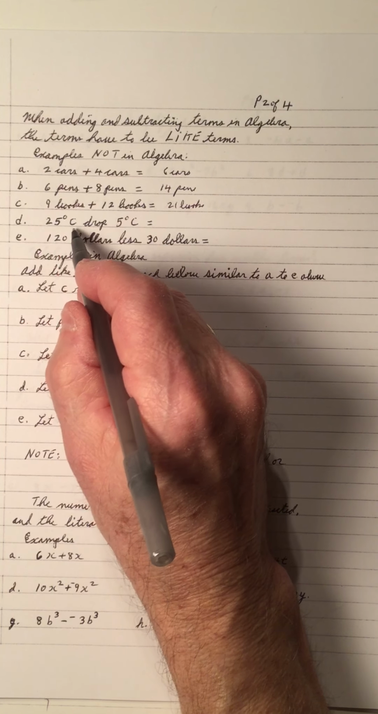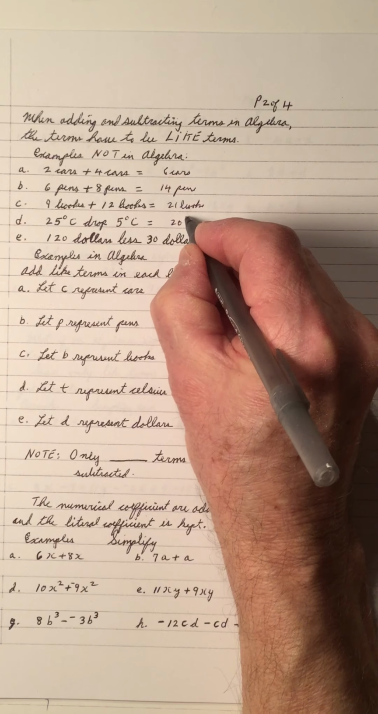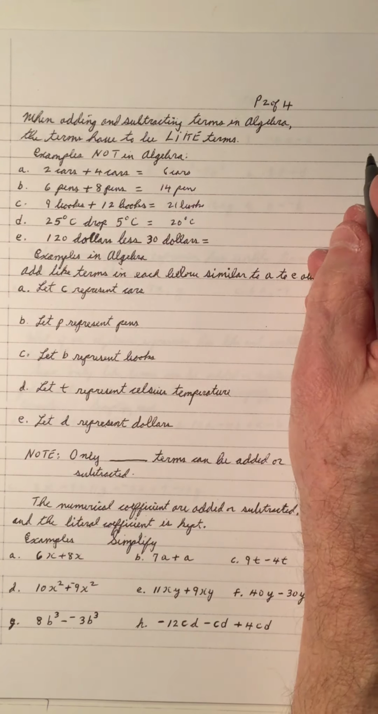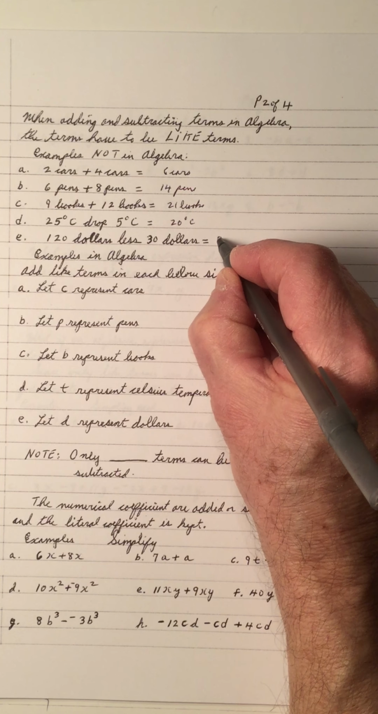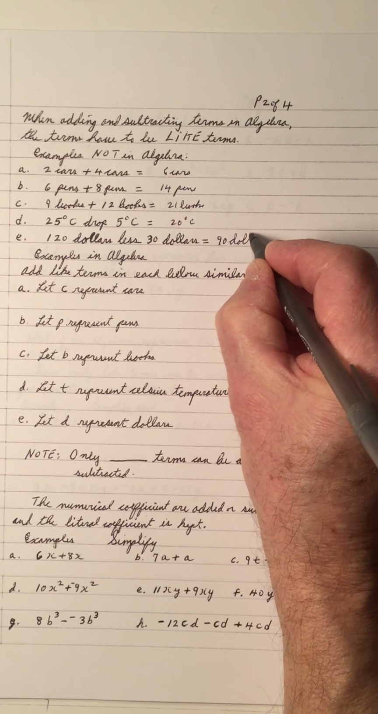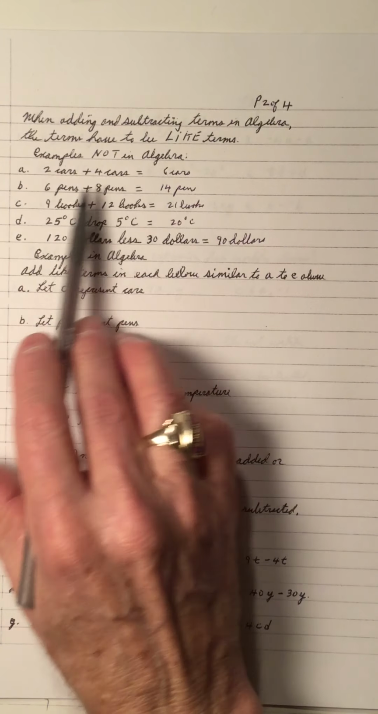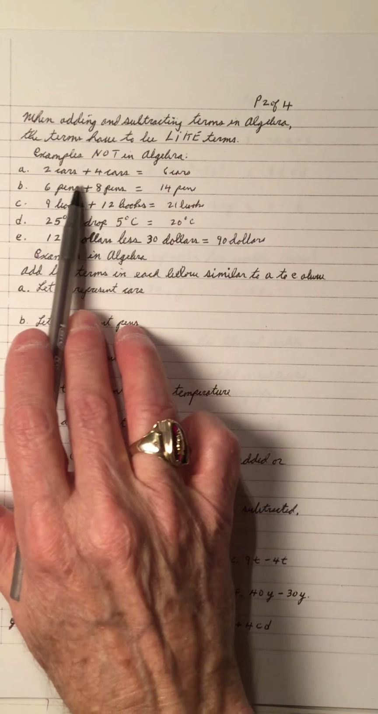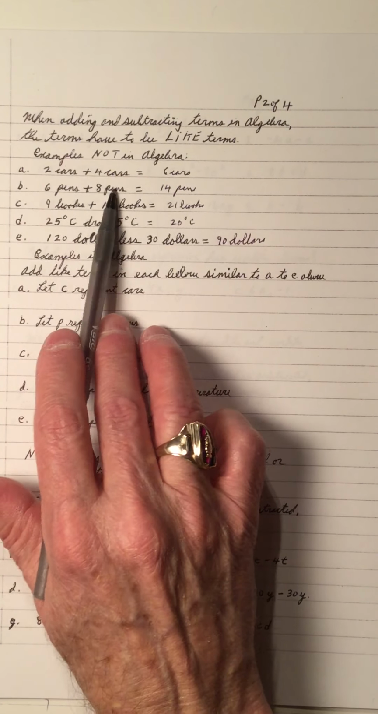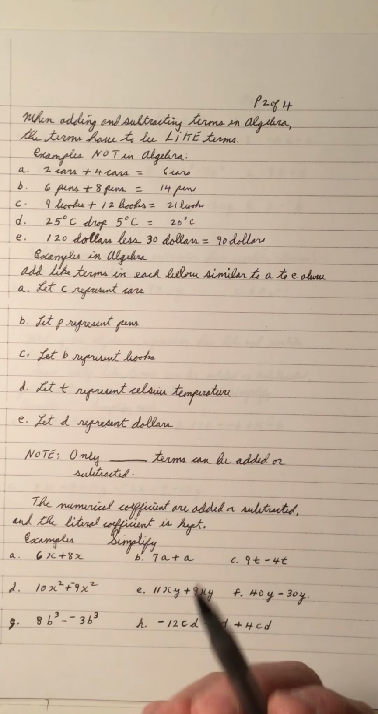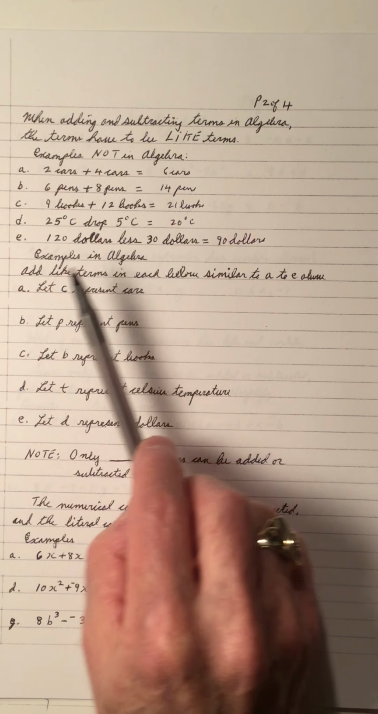25 degrees Celsius, drop 5 degrees Celsius, is 20 degrees Celsius, because drop means subtract. $120 less $30 is $90. That's not in algebra. Notice we're adding and subtracting here. So if we add cars to cars, we get cars. Pins to pins, we get pins. You might say, well, why are you doing that? Well, just watch. What about examples in algebra?